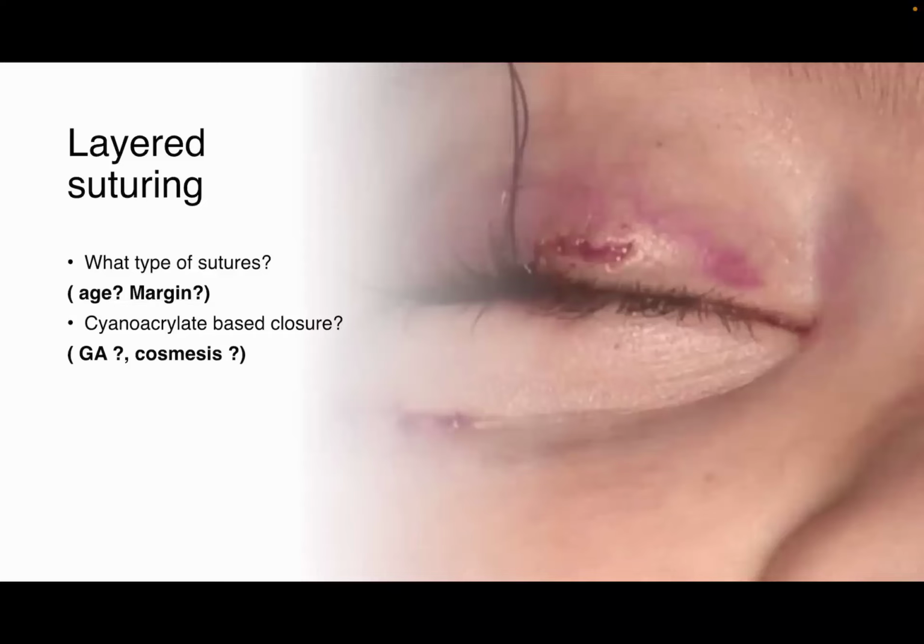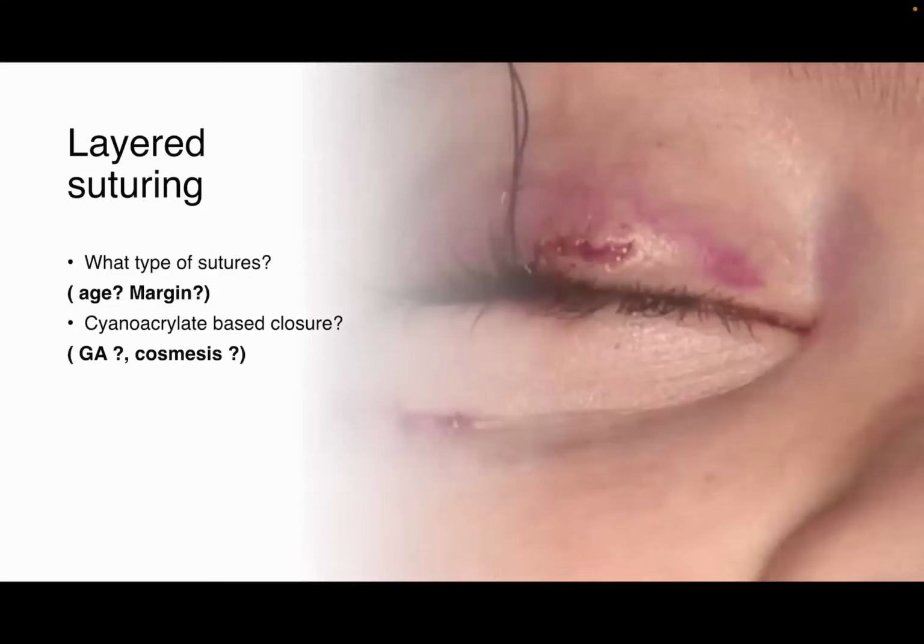Here's what we are doing in the emergency room. If the laceration is not marginal, we can close it with glue, the cyanoacrylate glue. It sometimes gives better cosmetic alignment, because there is no scarring and no knots applying pressure to the lid.